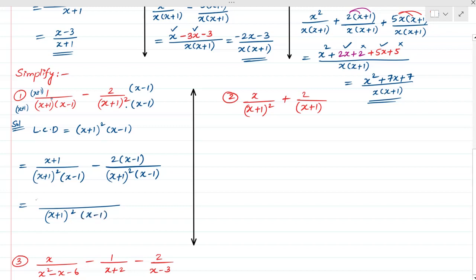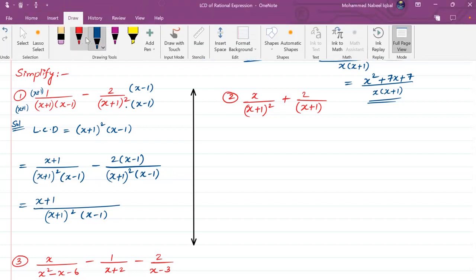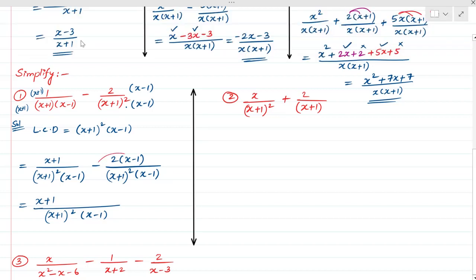For the numerator, therefore, the first term is x minus 1. Now the next term, I have to multiply this minus 2 inside. So what happened? Minus 2x, minus of minus becomes plus 2.